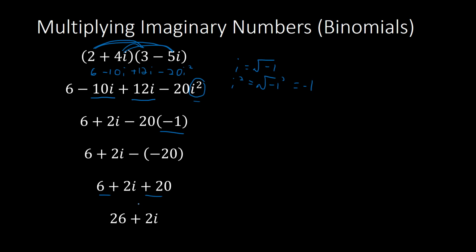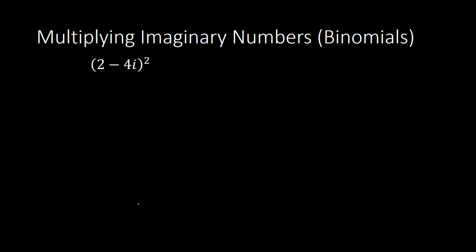Now one more example with multiplying. Here we see 2 minus 4i squared. And I'm showing this because many people will just take the 2 and try squaring that, and then take the negative 4i and square that. But what happens is people forget that this is the same thing as saying 2 minus 4i times 2 minus 4i. And many people will miss the third term in here.